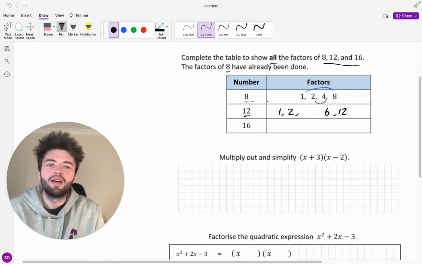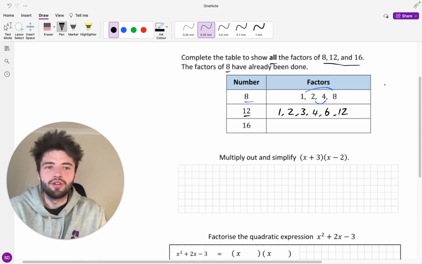And so we're making progress now. The next number to test out is 3, so I'm going to put 3 in our list, and if we divide 12 by 3 we get 4. So 4 is also a factor of 12. And these are actually all our factors. You can also test out 5, and 12 divided by 5 is not a whole number, and so it's not a factor. But we've got a full list now.